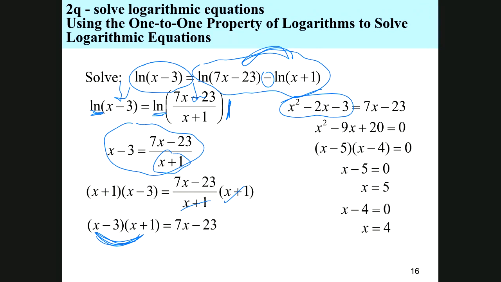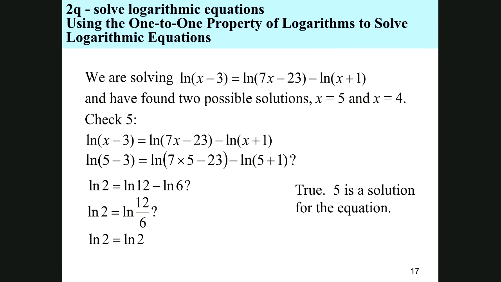Now it's a quadratic, so I've got to get everything on one side. So I'm going to subtract 7x and add 23. So that's where I get this expression, x squared minus 9x plus 20 equals 0. This will factor into x minus 5 and x minus 4, which means either x equals 5 or x equals 4. Those are my two proposed solutions, right? It's still a logarithm, so we have to check them.